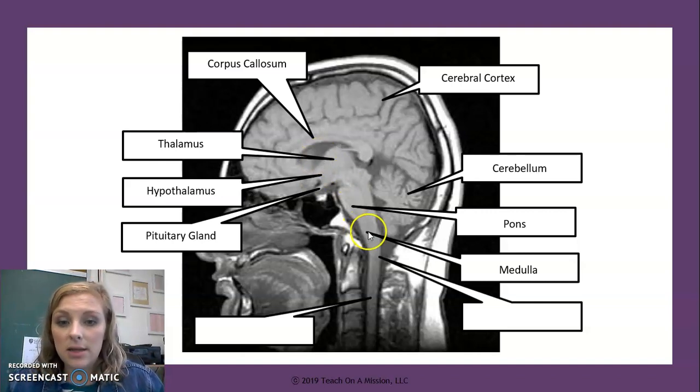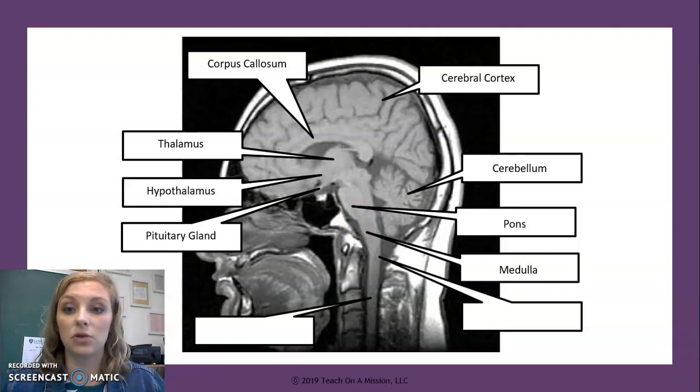Next is the medulla that is underneath the pons. Our medulla does our heartbeat and our breathing. So if you were to damage your medulla, you would not be able to survive because your body would not be controlling your heartbeat or your breathing.